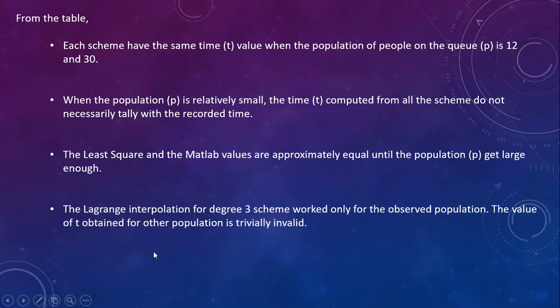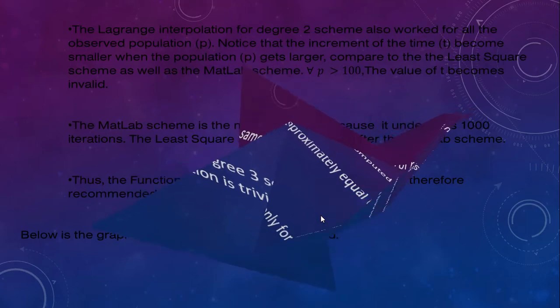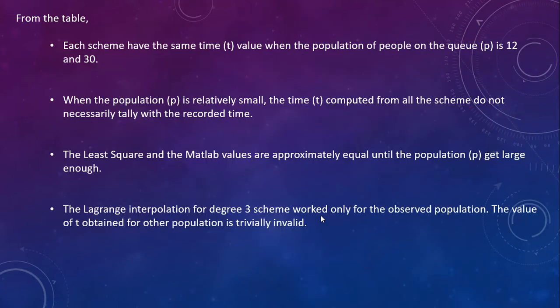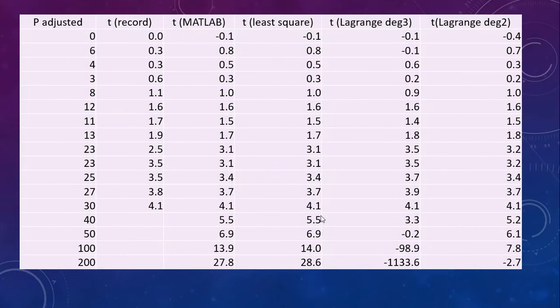So the Lagrange interpolating formula for degree 3 scheme works only for the observed population. The value of T obtained for other populations is trivially invalid. Look at what I'm trying to say. This is what I'm trying to say here. Look at the interpolating formula for degree 3. It only works for the observed values.